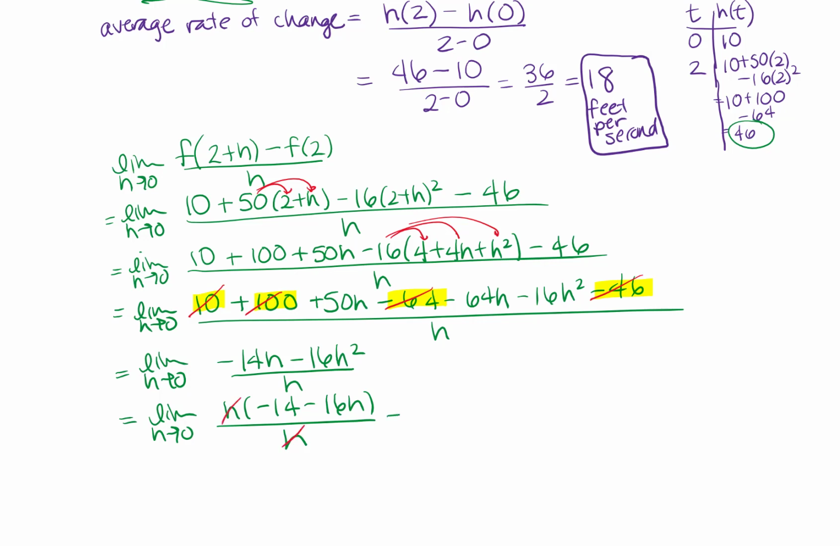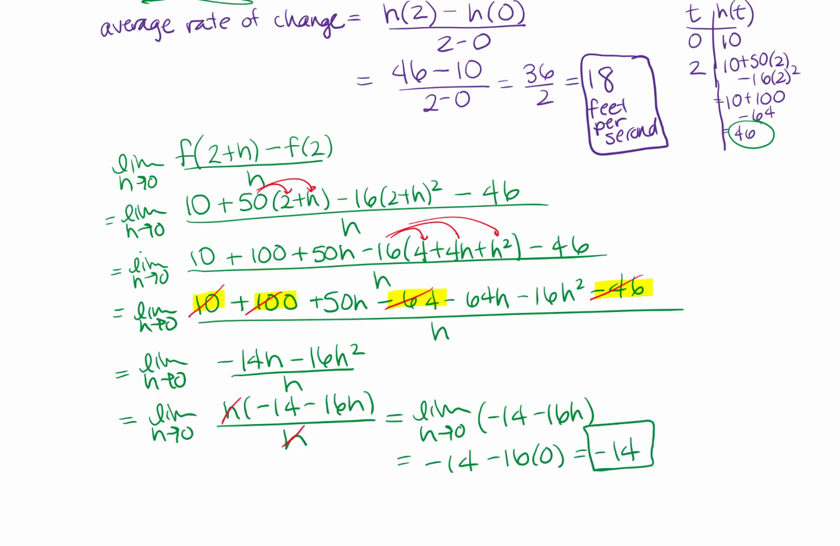And okay, so now I can do a substitution shortcut for this limit. Limit as h approaches 0 of negative 14 minus 16h. Negative 14 minus 16 times 0, so I get negative 14. All right, and that is a rate of change of, again, units of output, feet per unit input, seconds, feet per second. All right, so the other important thing about this one is that that is negative.